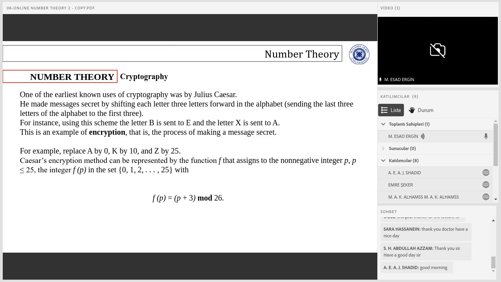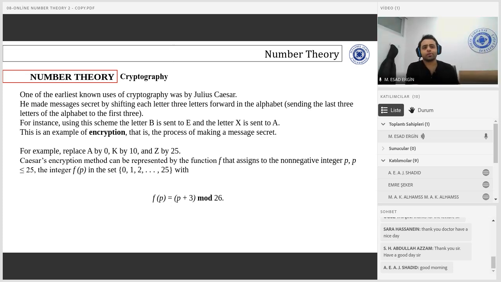So, one of the earliest scientists, or actually he is a commander, Julius Caesar, a commander of France, once tried to send a message to his soldiers, and he tried to keep it a secret, so that only his soldiers would understand these nonsense letters, let's say. He made the messages a secret by shifting each letter 3 letters forward in the alphabet.